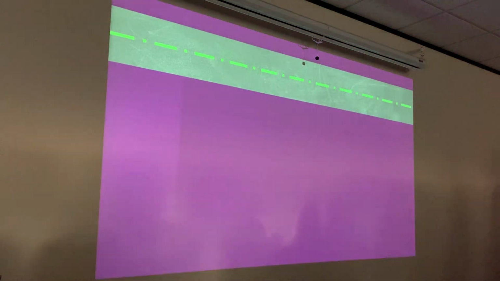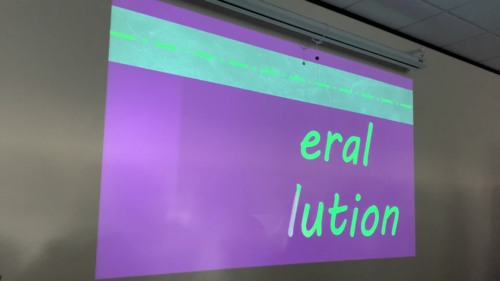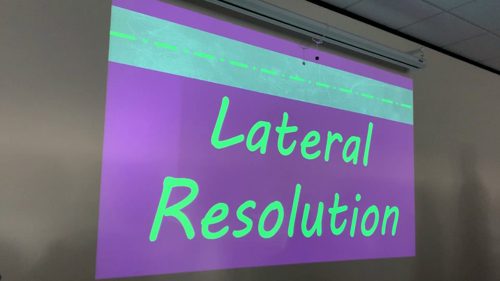Good job. All right, guys. No questions on axial resolution? Goodness, y'all are impressive. Time for lateral resolution, guys. Y'all already know what this is as well.